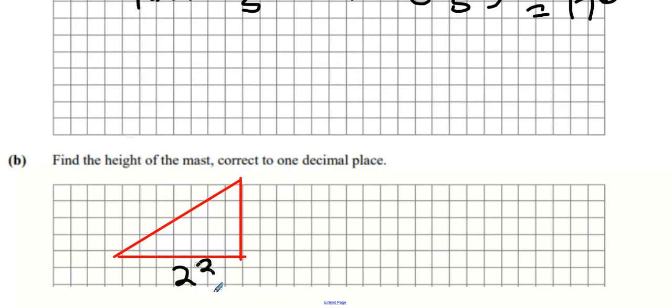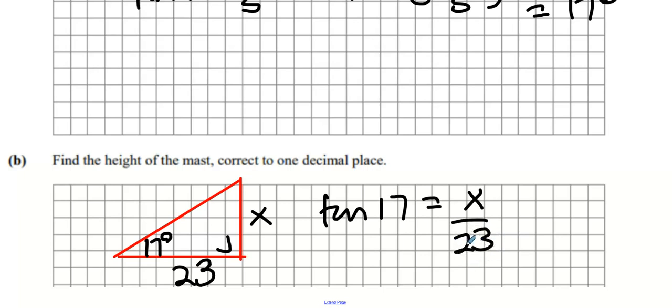We want to calculate x, which is the height. We know the angle is 17 degrees. What two sides do we know? We know 23 and we're looking for x. That's opposite and adjacent. So what do we get? Tan 17 is x over 23. What type of question is this, guys? Angle or length? So there's no tan inverses this time, right?